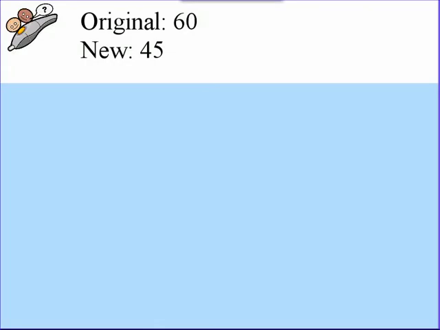So now it's your turn. Here you go. There's the original, there is the new. You need to find the percent of, in this case, decrease. Do we have to put a percent sign on it? No. You do not put a percent sign, just put the number.